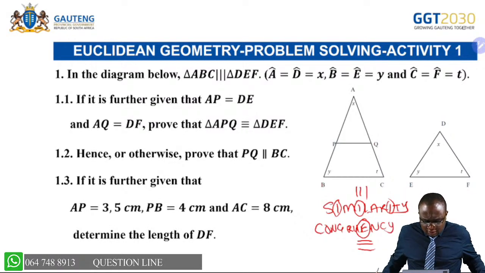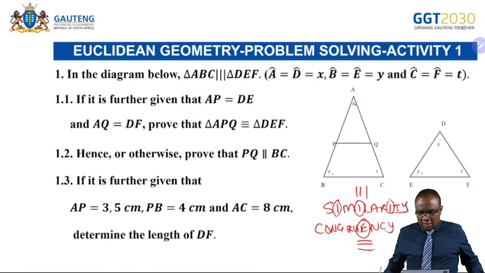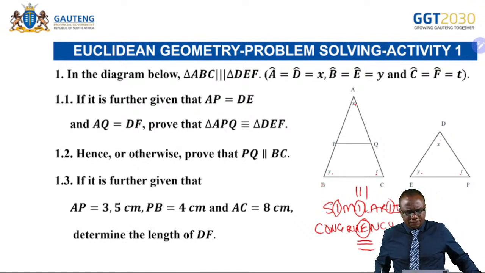So now, triangle ABC is similar to triangle DEF. Angle A is equal to angle D. Indicate that on your diagram. It is equal to X. You can see that this angle is equal to this angle. Angle B is equal to angle E is equal to Y. Both of them are equal to Y. Angle C is equal to angle F is equal to T. Both of them are equal to T.